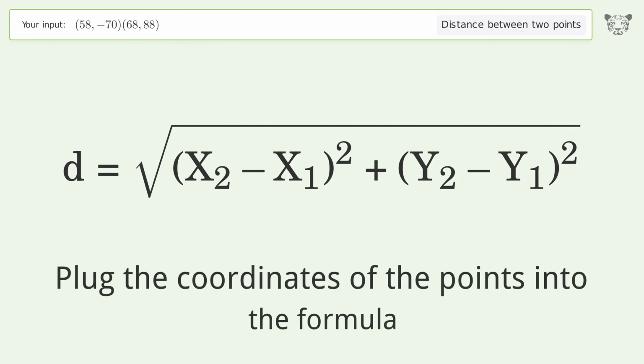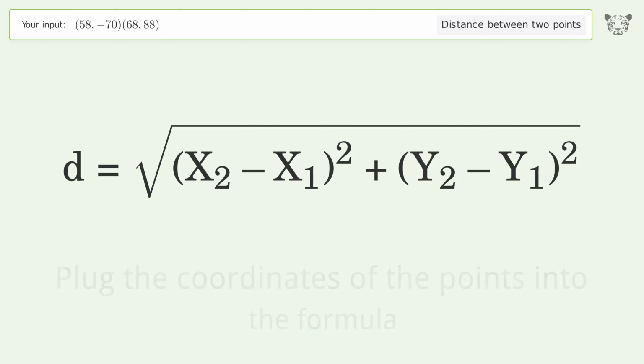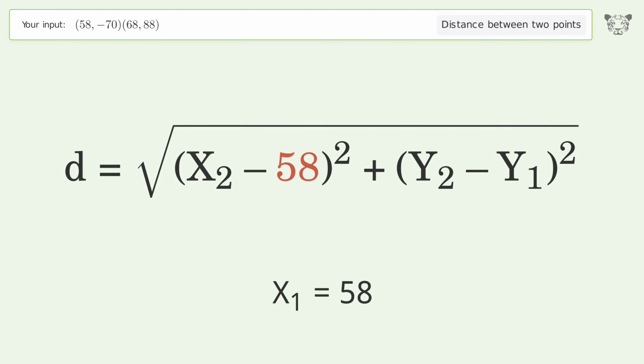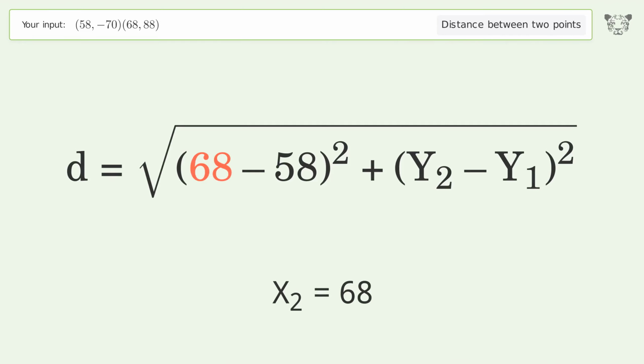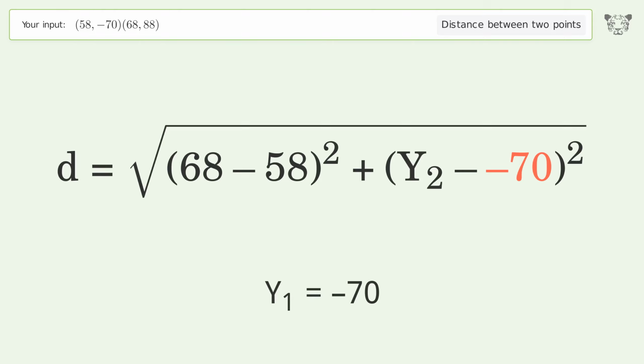Plug the coordinates of the points into the formula. x1 equals 58. x2 equals 68. y1 equals -70. y2 equals 88.